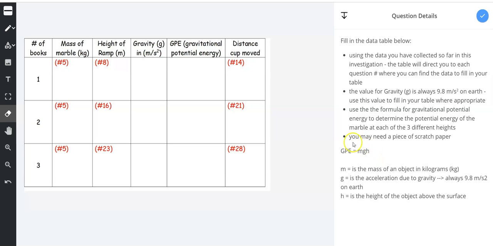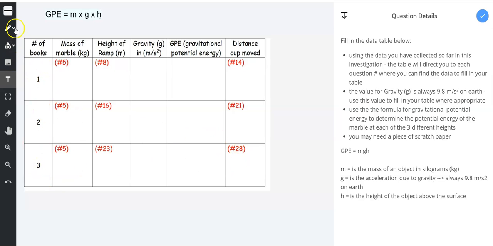So we're going to use this formula. Gravitational potential energy is equal to mass times gravity constant times height. So we're going to do some math. So GPE, gravitational potential energy, is equal to the mass of the marble times the value for gravity, which is always 9.8 meters per second squared, times the height that the marble is at. So that changes for each number of books we have.